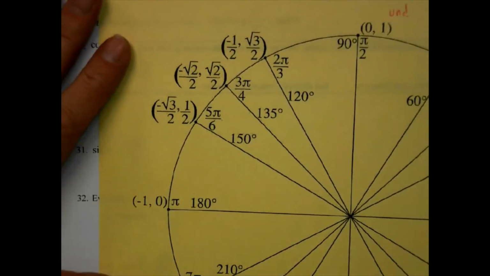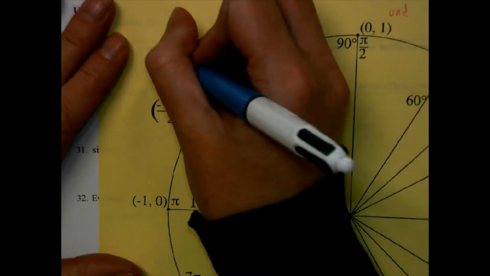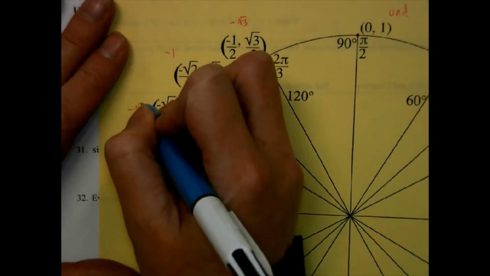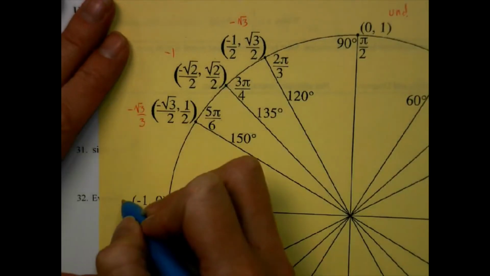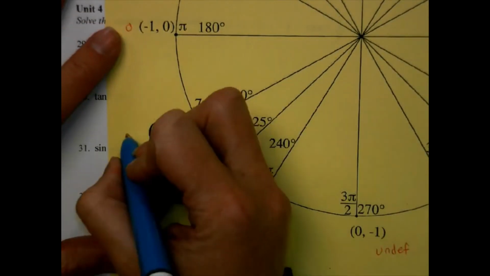Second quadrant, negative root 3, negative 1, negative root 3 over 3, 0. And then in this quadrant, it's the same ones, but positive.